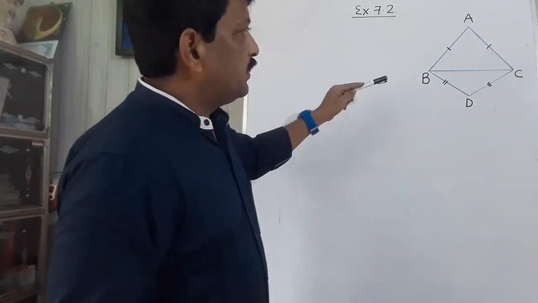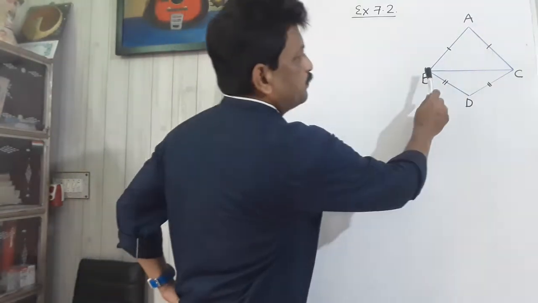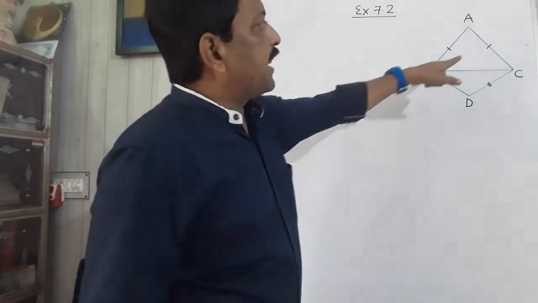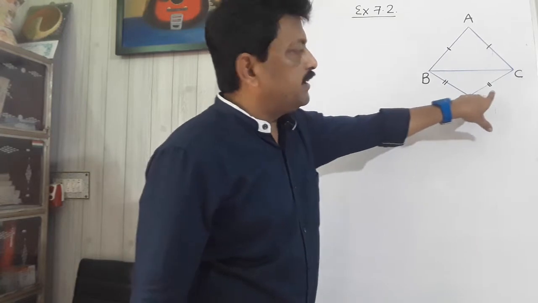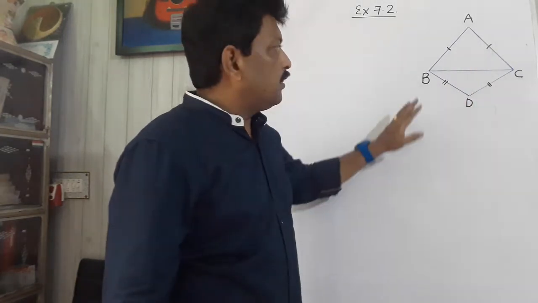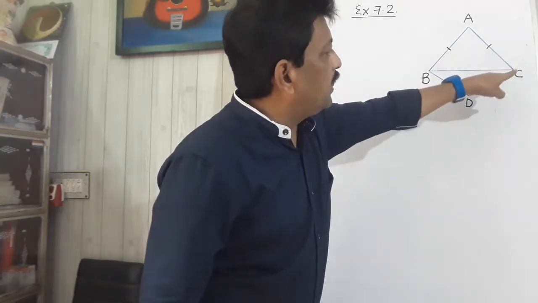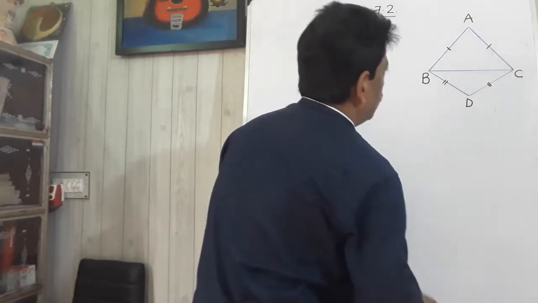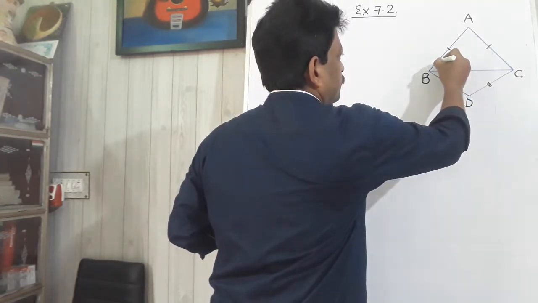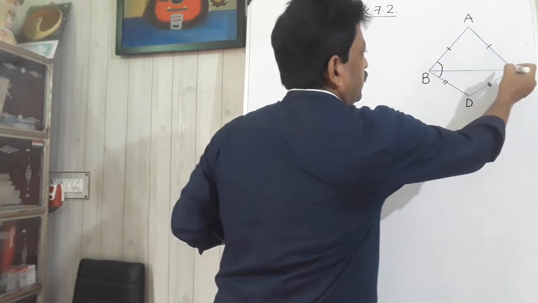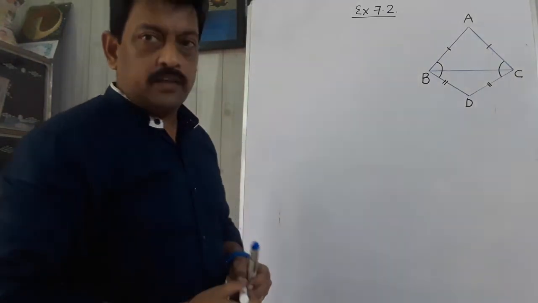The question is, ABC and DBC are two isosceles triangles with common base BC. In triangle ABC, AB and AC are equal. In triangle DBC, DB and DC are equal. So we have to prove that angle ABD is equal to angle ACD. This whole angle we have to prove equal. This angle ABD and angle ACD, they are equal. That is what we have to prove.